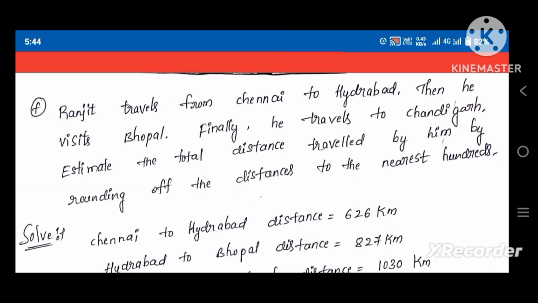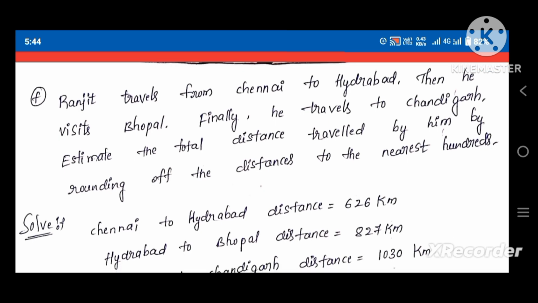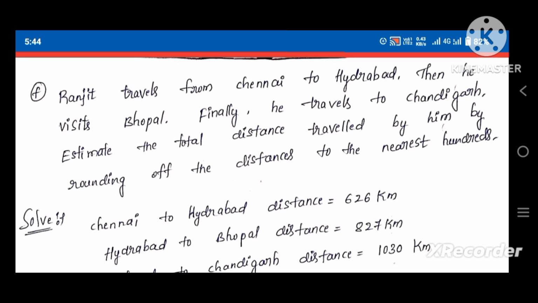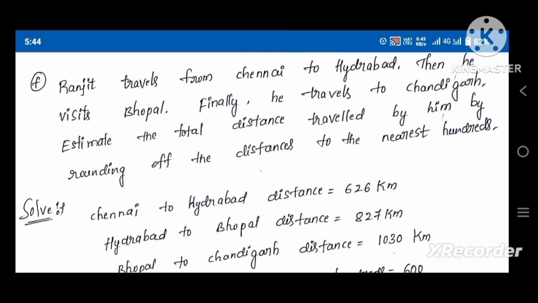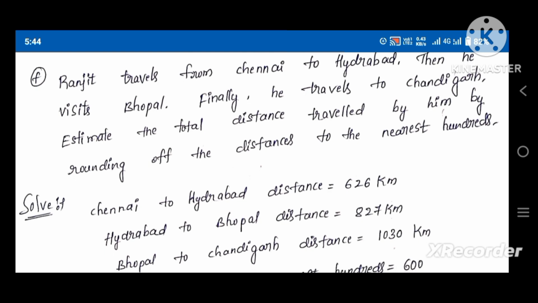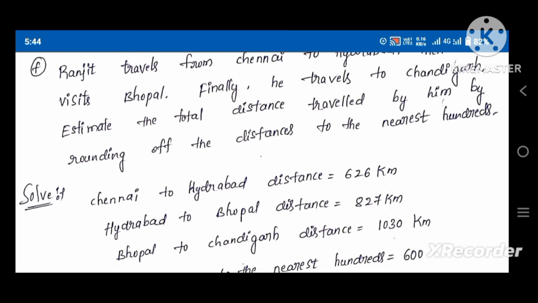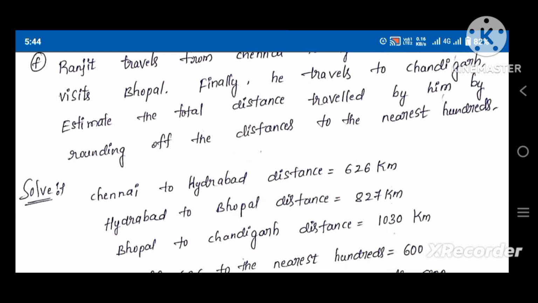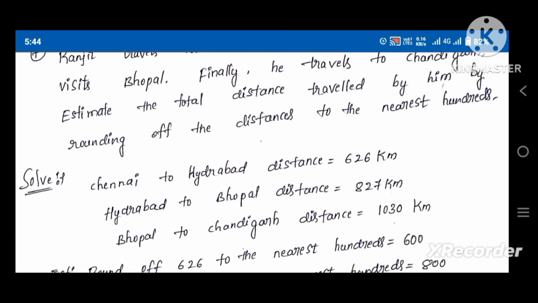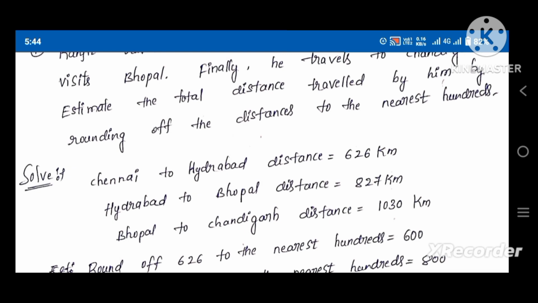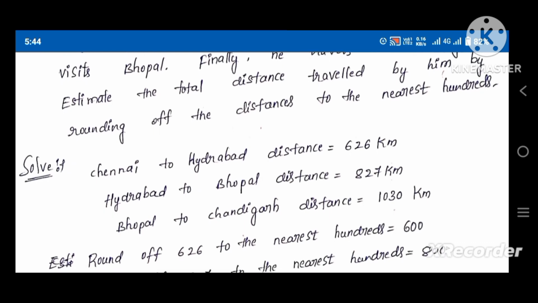Question number F. Ranjit travels from Chennai to Hyderabad, then he visits Bhopal. Finally, he travels to Chandigarh. Estimate the total distance traveled by him by rounding off the distances to the nearest hundreds. Solve. Chennai to Hyderabad distance is equal to 626 km. Hyderabad to Bhopal distance is equal to 827 km. Bhopal to Chandigarh distance is equal to 1030 km.